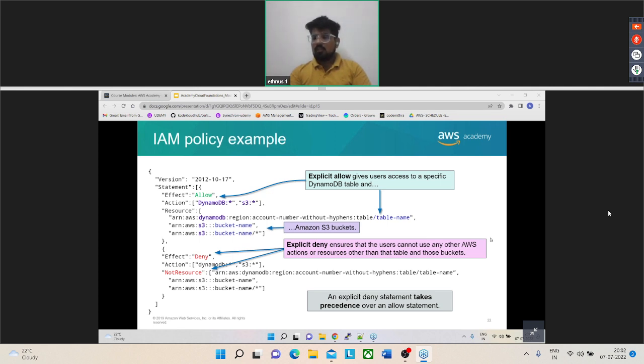Can we restrict a user to create a service like DynamoDB, yes, inside a single region? No, we cannot. IAM is a global service. IAM is a global service, Durga. So we cannot restrict that.